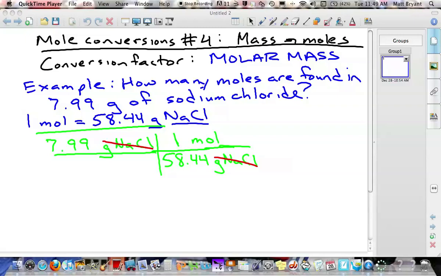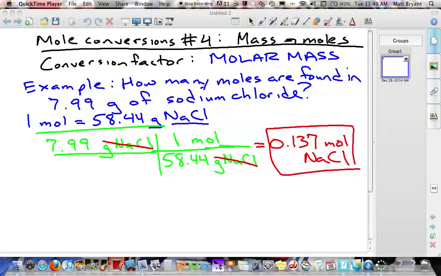So we're going to take 7.99 grams. We're going to divide by 58.44, which is the molar mass of sodium chloride. And we're going to end up with, again, rounding to 3 sig figs to make sure we keep that precision, 0.137 moles of NaCl. So there's our correct answer, rounded to the correct number of sig figs.